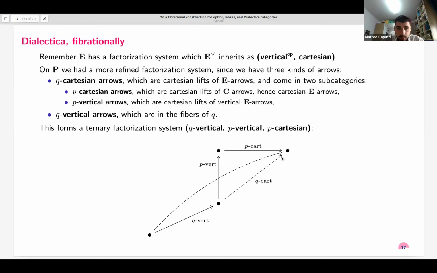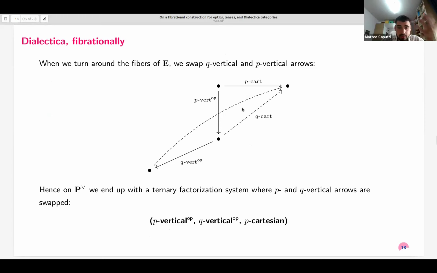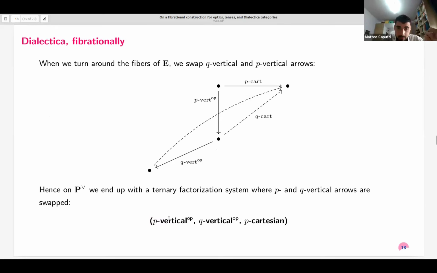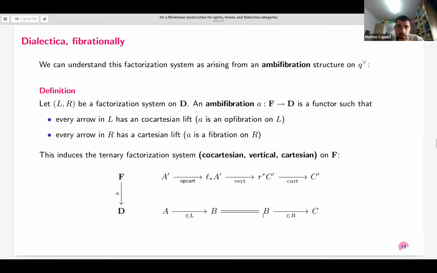So when we do the dualization, what happens is that we are dualizing P, right? So the P vertical maps get inverted, and also the Q vertical maps get inverted because we're dualizing the whole topmost layer, right? And so we get this other ternary factorization system on P dual, which is given by formal opposites of P vertical arrows, formal opposites of Q vertical arrows, and P Cartesian arrows. So this factorization system can be seen as arising from something called an ambifibration structure on Q dual.